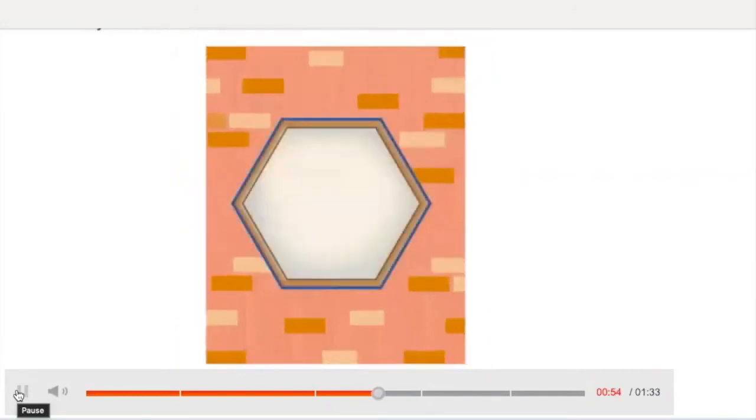What do you see? There is a window. What shape is the window? How do you know? You can say, I know because. It is a hexagon. The window has 6 sides and 6 vertices.